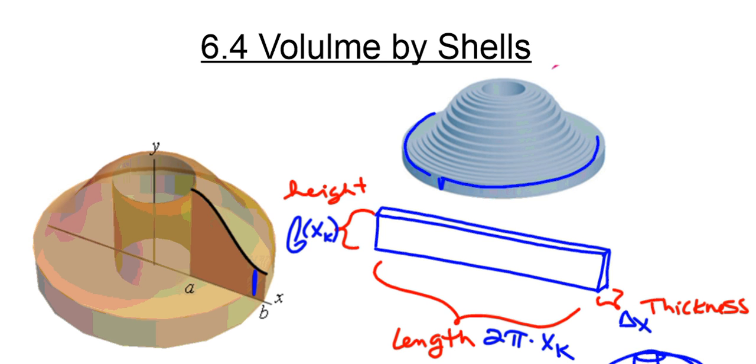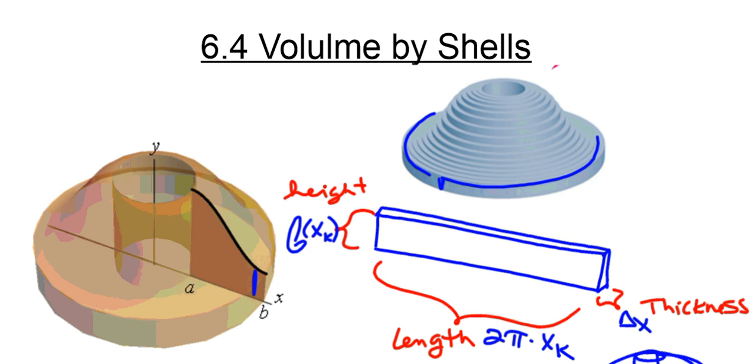If I was to take that and unwrap it, remember, the volume of it would be height times length times the thickness of it. So if we have height being the function, because it's from wherever we're going to the function, whether it's between two functions, f and g, or from an axis to the function, we can say the height is f. And we're going to say f of some k.